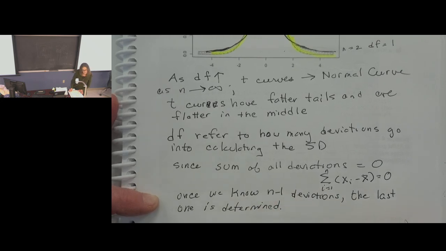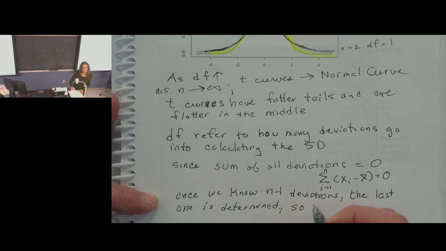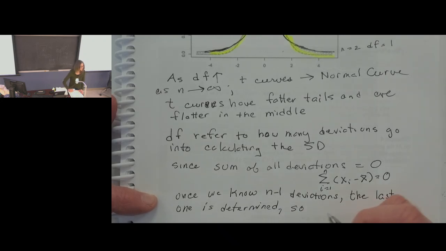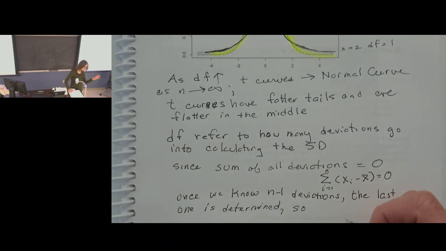This is where the degrees of freedom come in. We say that n minus 1 of the deviations are free to vary, but once you know them, the last one's fixed. It doesn't give you any more information. And that's why you say you have n minus 1 degrees of freedom.